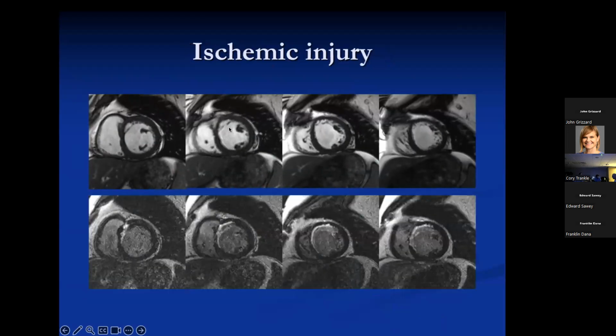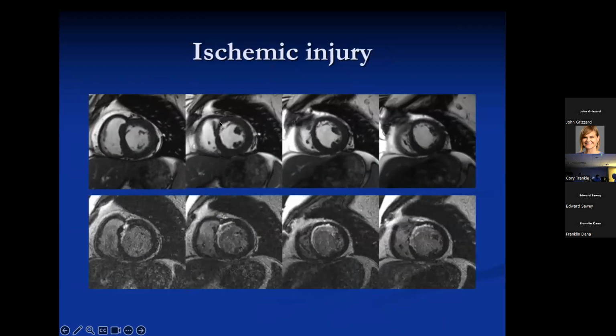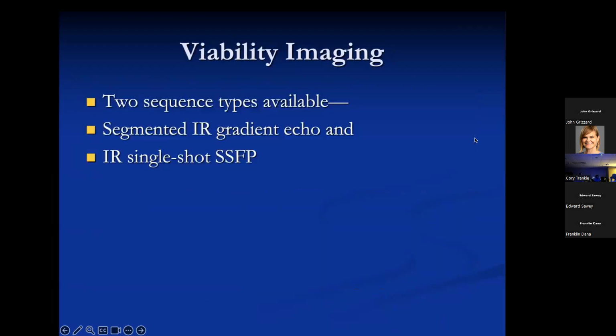Okay, so here's what ischemic injury looks like. Notice the thinning and poor wall thickening in the anteroseptum here that corresponds with an area of extensive infarction. So we can do those.